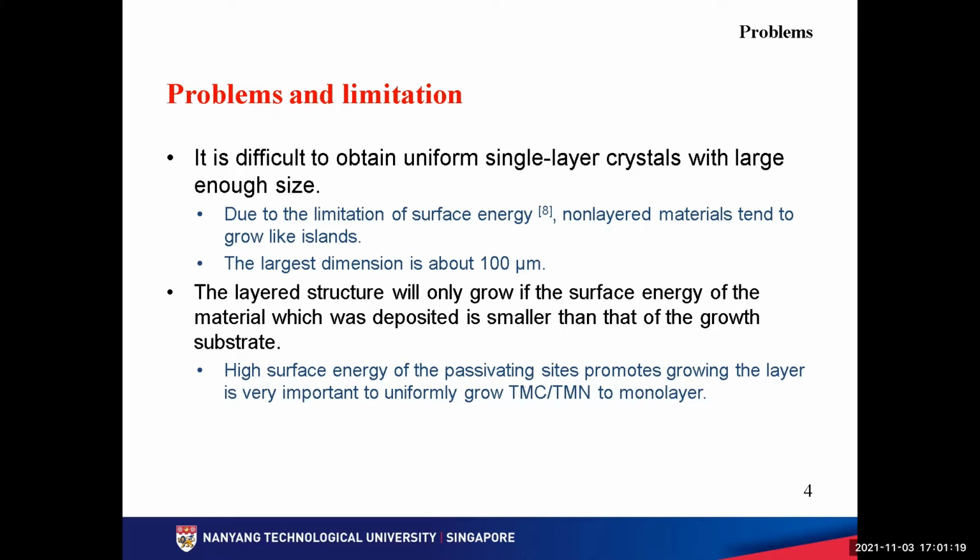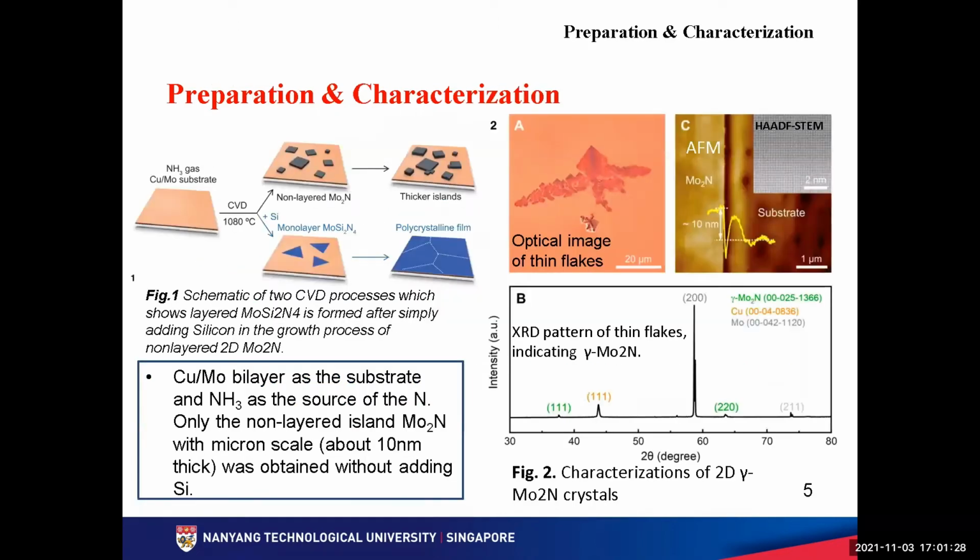The layered structure will only grow if the surface energy of the material which is deposited is smaller than that of the growth substrate. In this work, researchers chose copper and molybdenum bilayers as the substrate and ammonia as the source of nitrogen. The optical image, XRD pattern, and STEM image confirm that only non-layered islands on the micron scale were obtained without the addition of silicon.